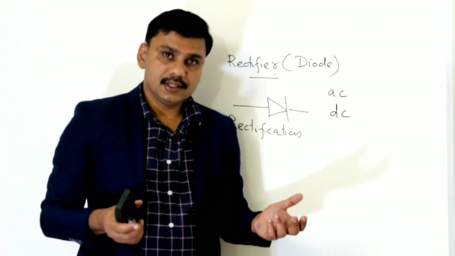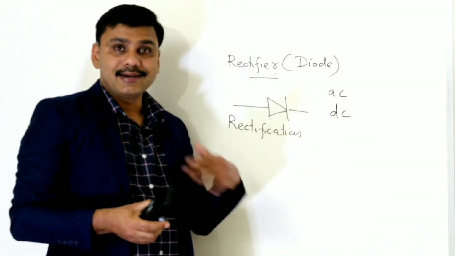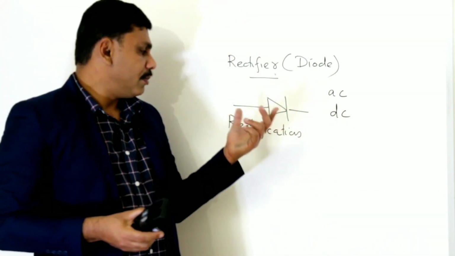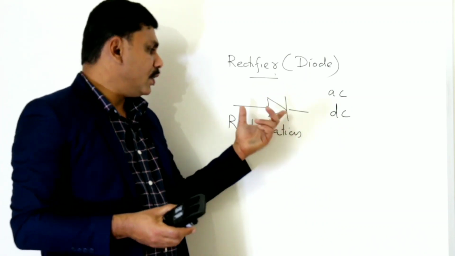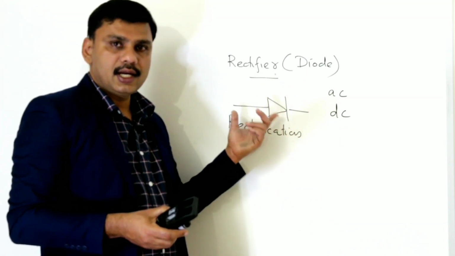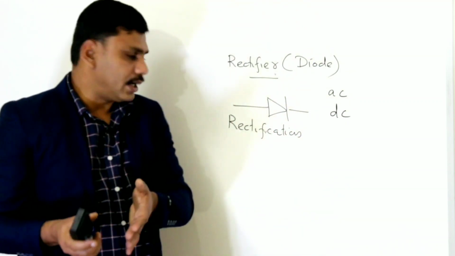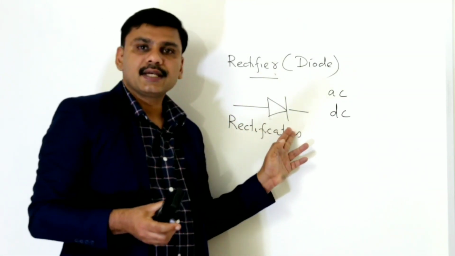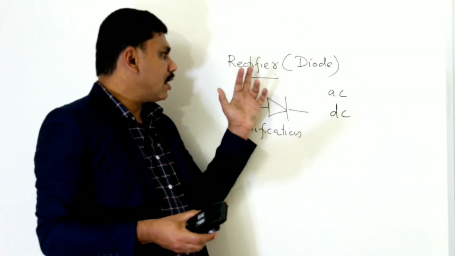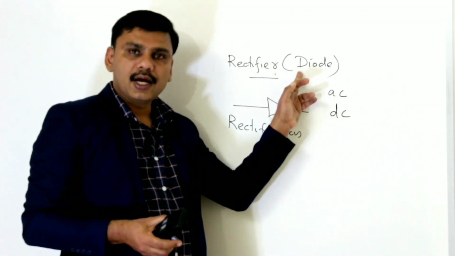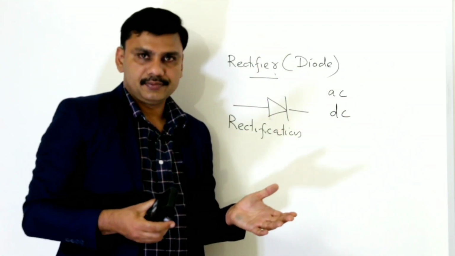How are you doing it? By using a rectifier, that is a diode. By using a rectifier, you are converting alternating current to direct current, and the process is known as rectification. And the component used is diode, and it is known as rectifier.